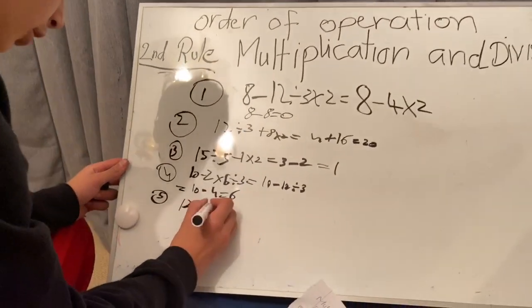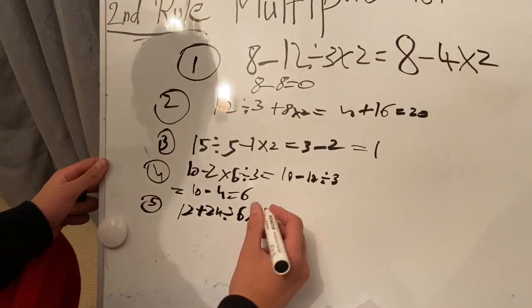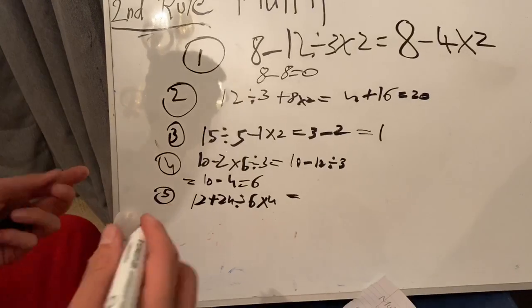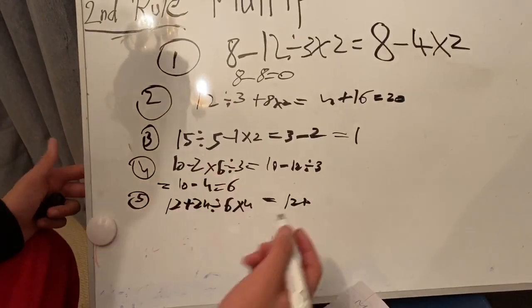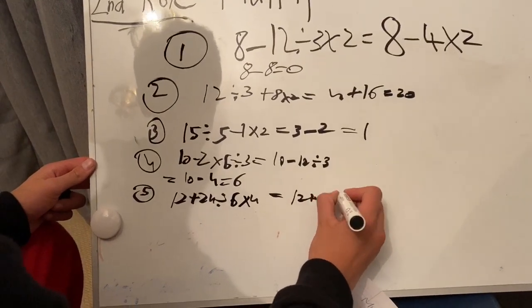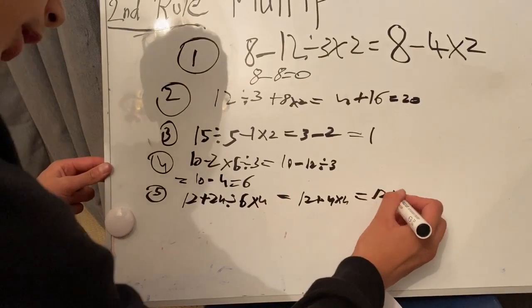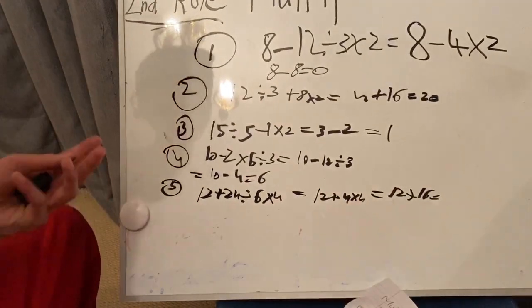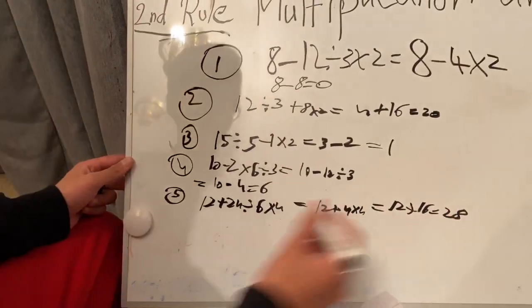12 plus 24 divided by 6 times 4. The process is going to look like this: 12 plus 24 divided by 6 is 4, times 4, and then 12 plus 4 times 4 is 16, and then 12 plus 16 is 28. So this is our final answer.